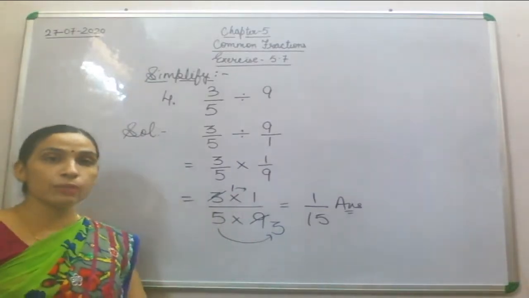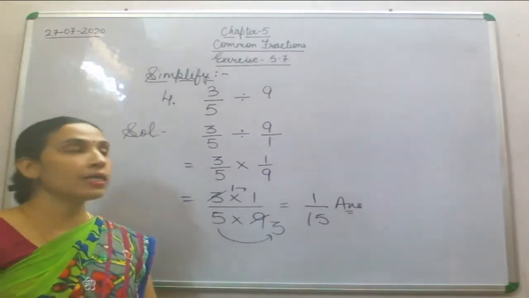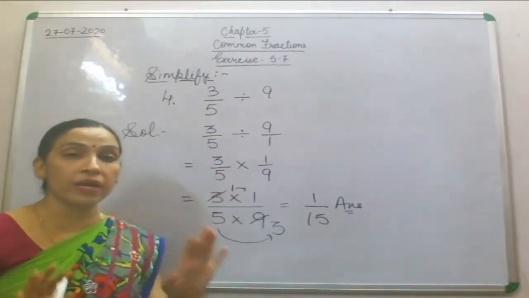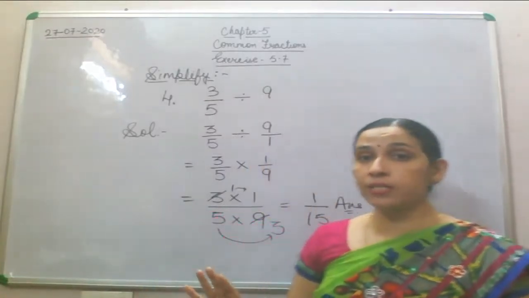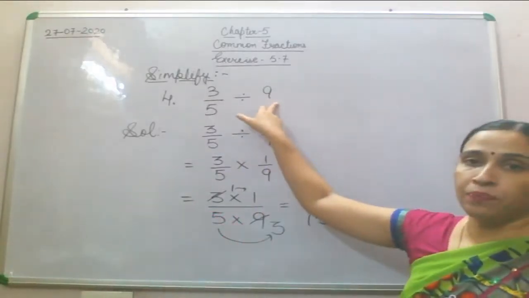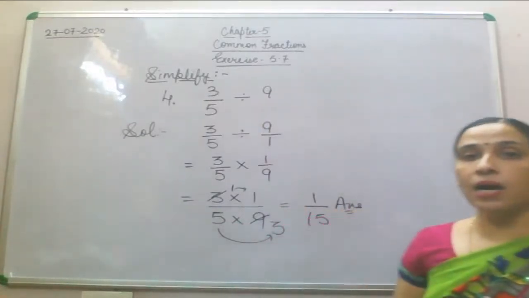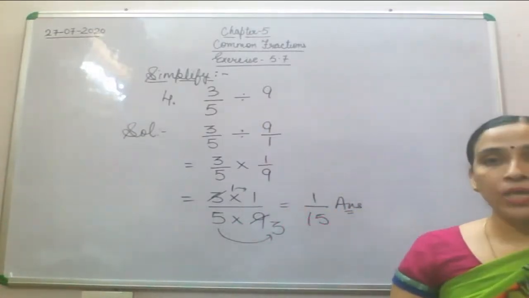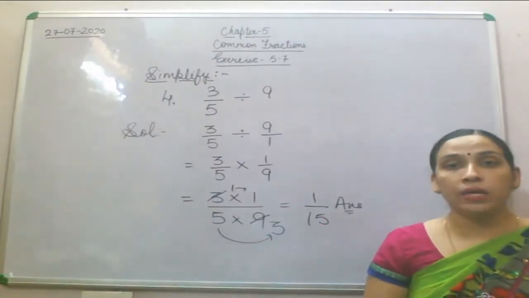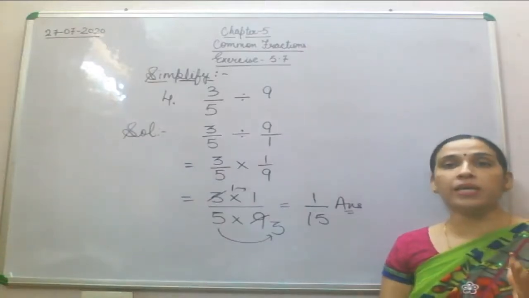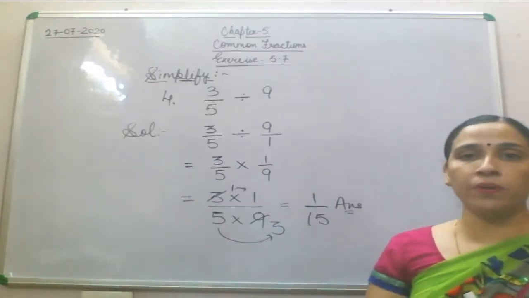So let's see this question 4 again. What is that question? The question is that a proper fraction which is 3 by 5 is given to you, and this 3 by 5 fraction is supposed to be divided by 9. Fine. Now what are proper fractions? Proper fractions are those fractions which have a lesser numerator than denominator. The fractions in which the numerator is lesser than the denominator are called proper fractions.